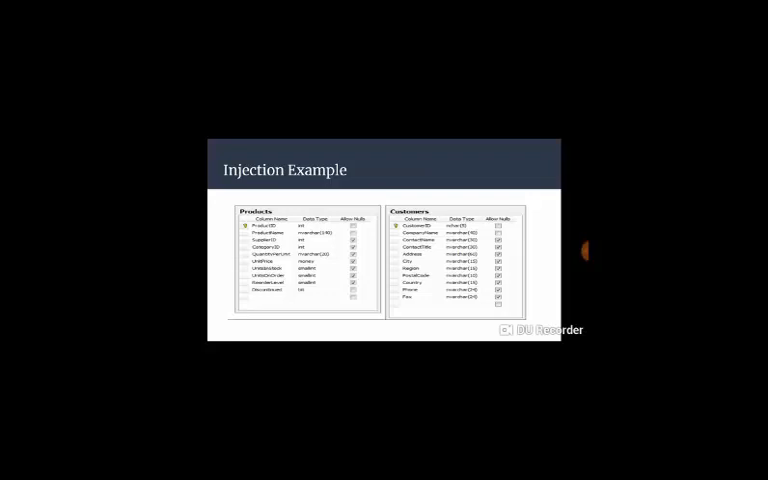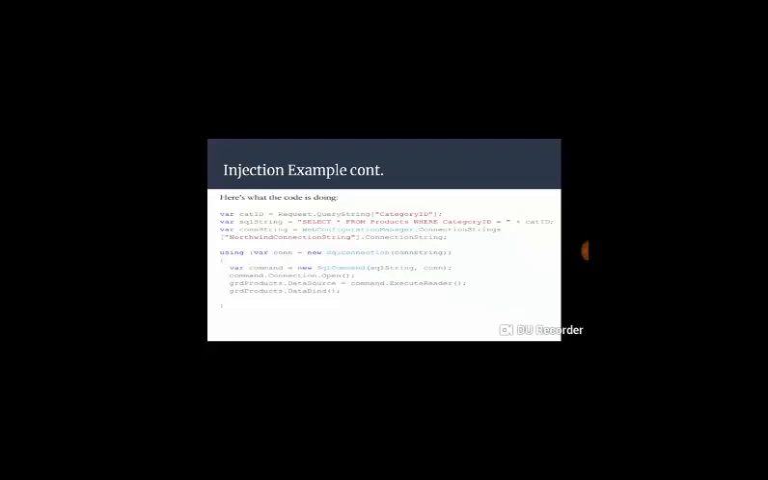And now for the example of the injection. This is a database, 2 tables in the database, and for the sake of simplicity, we used this form of database, and this database is the Northwind database. Also, we will use the beverages category, which happens to be category ID 1.